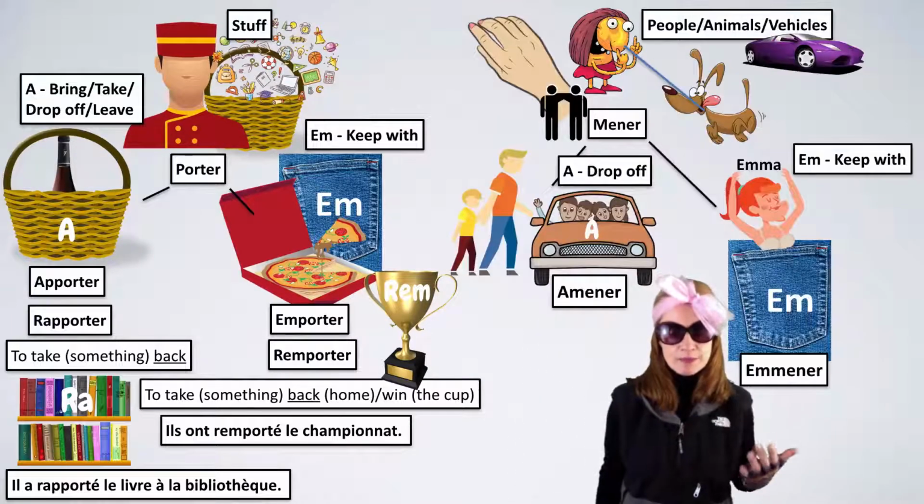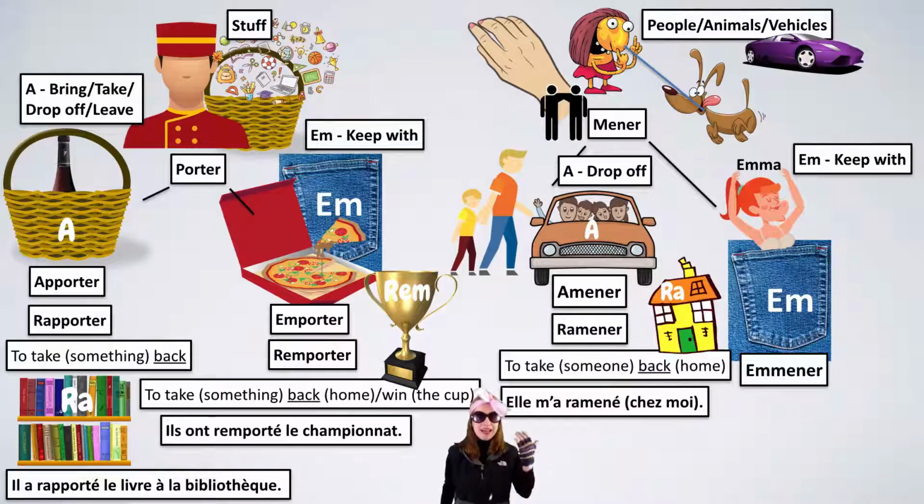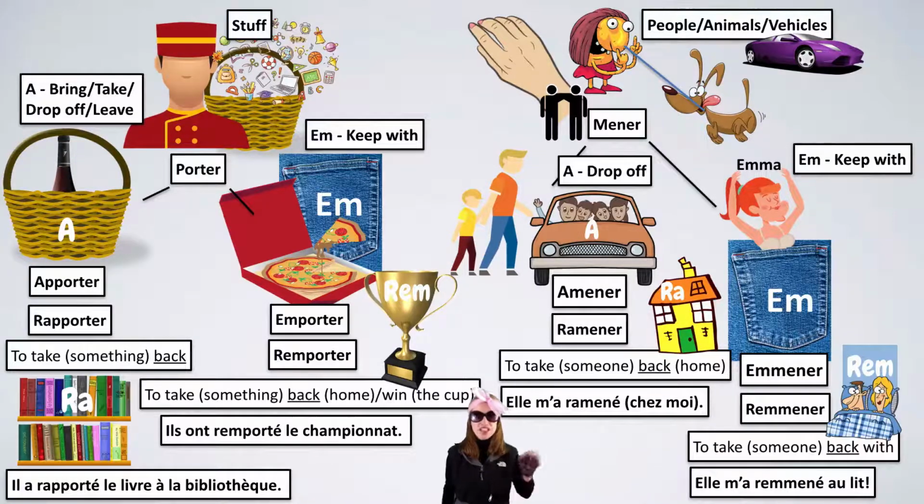If you're talking about people with amener and emmener. Ramener, to take someone back home, to accompany them back home. Elle m'a ramené. Okay, she took me back. You can add on chez moi or à la maison, but ramener implies it anyway, because you're going back to where you belong. And ramener, to take someone back with and stay with them, keep them with you. Elle m'a ramené au lit. She took me back to bed.